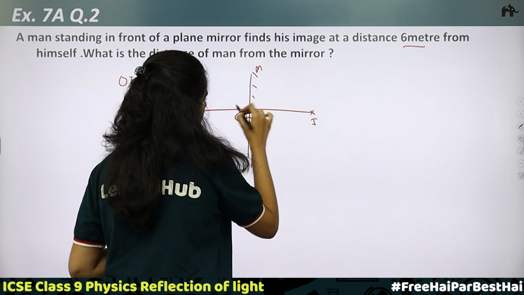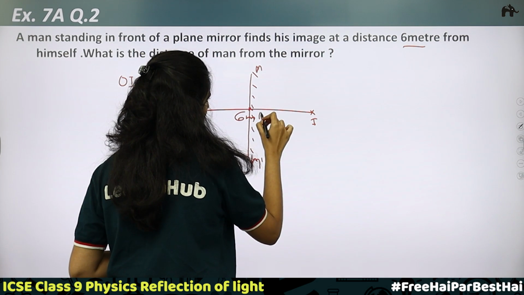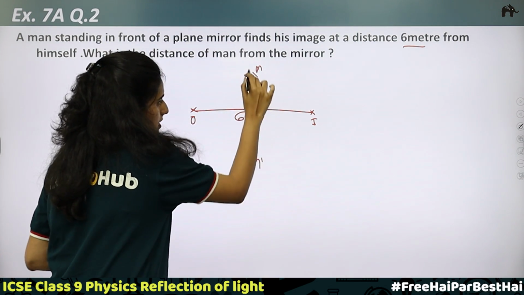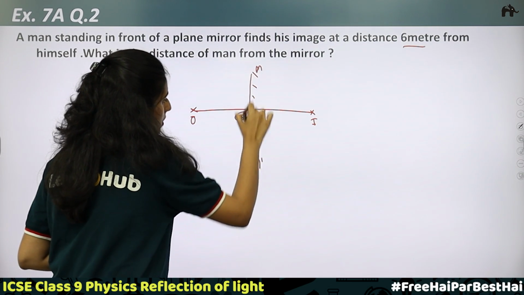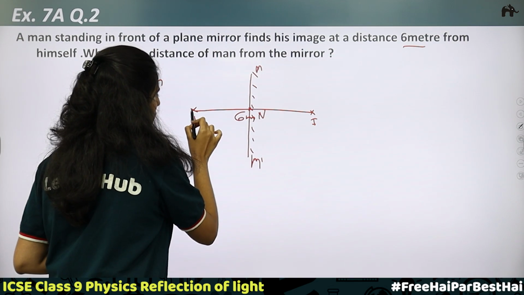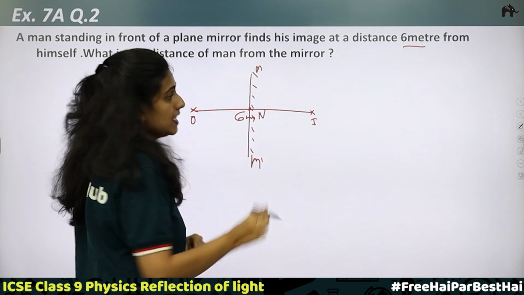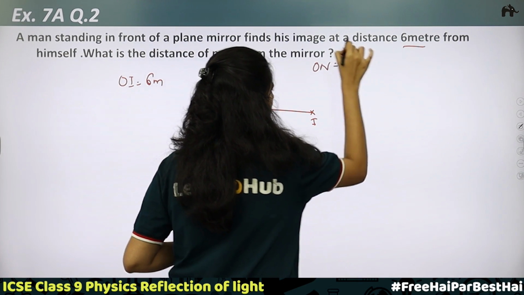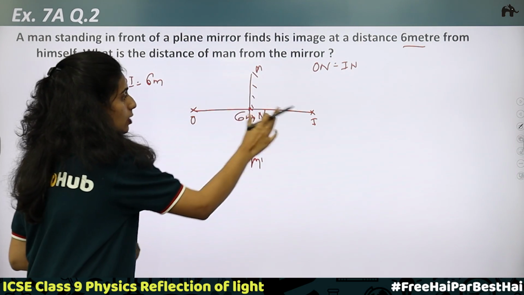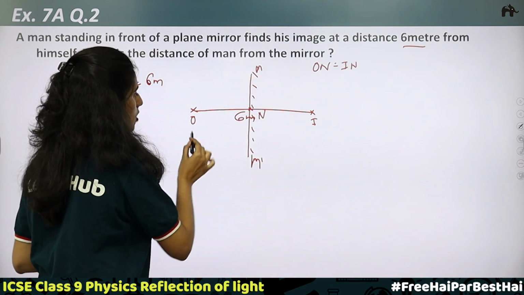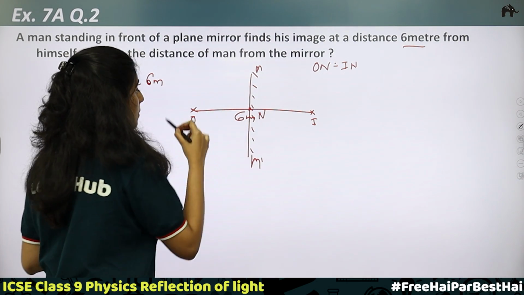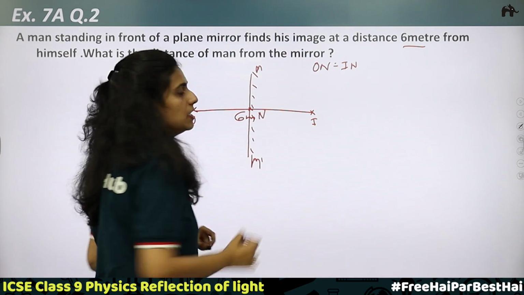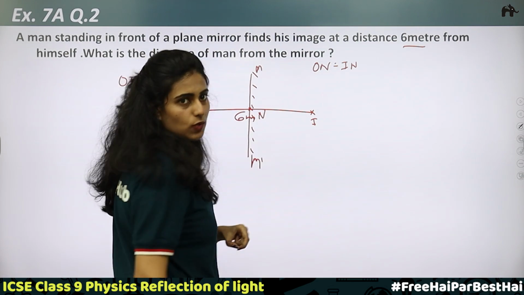So, if you take this point as some N, okay, N is a point that is on the mirror. When you draw a line passing through the object and image, it will coincide with it. So, we know that ON is equal to IN. What is the reason? ON is equal to IN because the perpendicular distance of the object from the mirror is equal to the perpendicular distance of the image from the mirror. Therefore, ON is equal to IN.